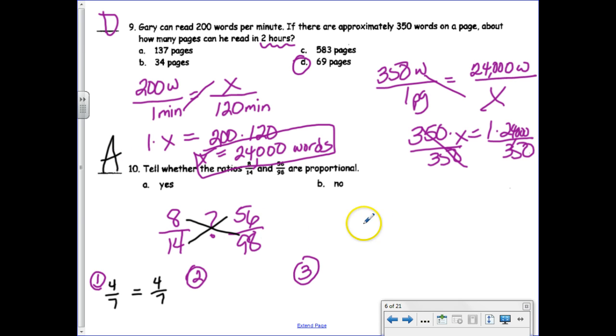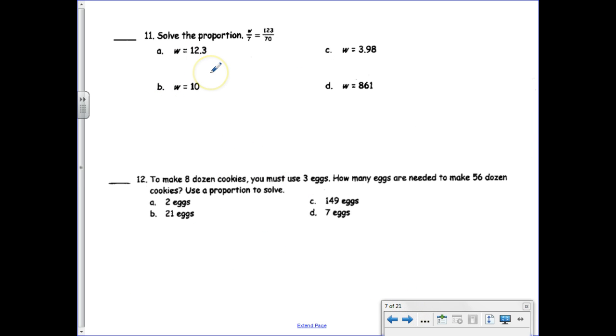Yes, they are. But show me some work. If you just give me the answer, you're going to lose some points. All right, next, solve this. So here's where we're going to utilize our cross products to solve. Or you might be able to take a look at this and say, gosh, to get from 7 to 70, I multiply by 10. And you could figure out that it's supposed to be A. But I need you to show me work.